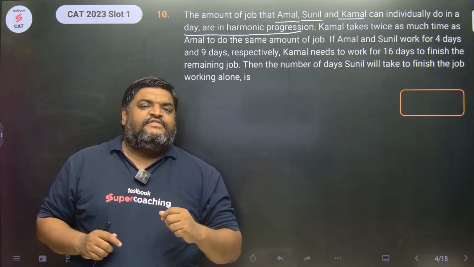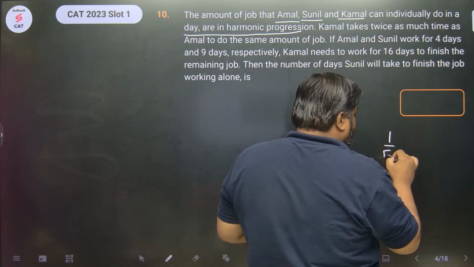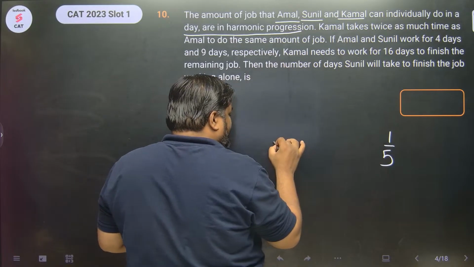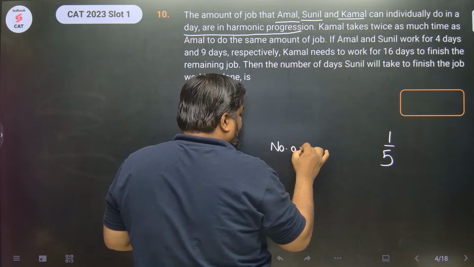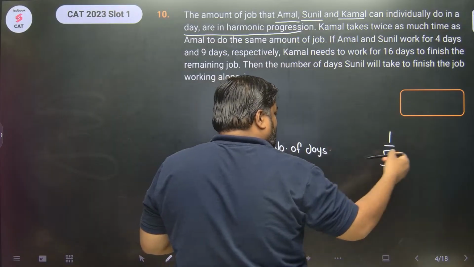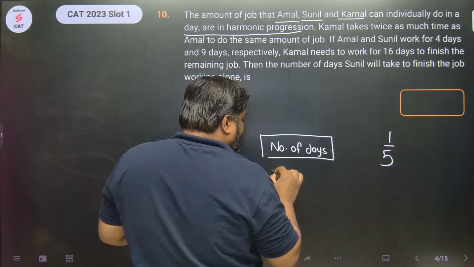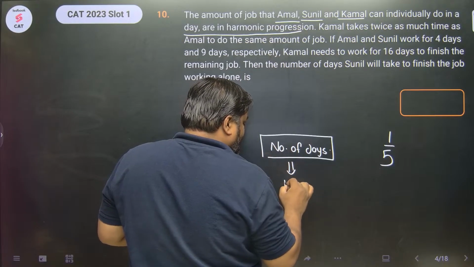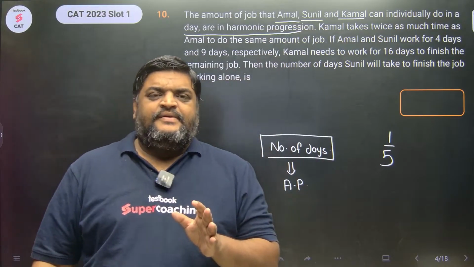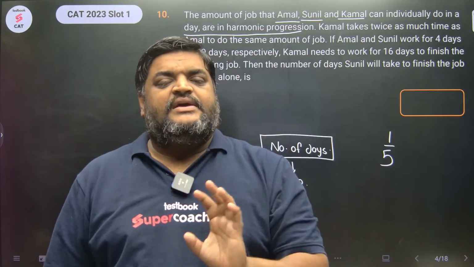What is the reciprocal of efficiency? Suppose you can do 1 by 5 amount of work per day, so that's your efficiency. What is the reciprocal of 1 by 5? Number of days, yes or no? So if efficiency is in harmonic progression, number of days would be in arithmetic progression. That is what harmonic progression is: a series whose reciprocal is an arithmetic progression.